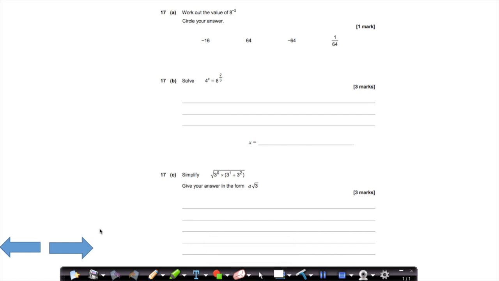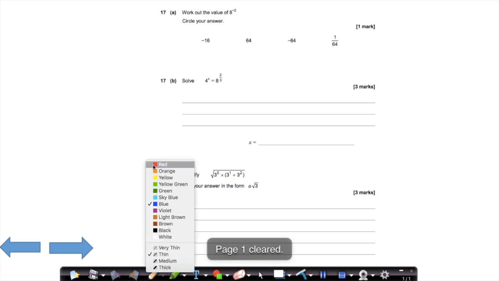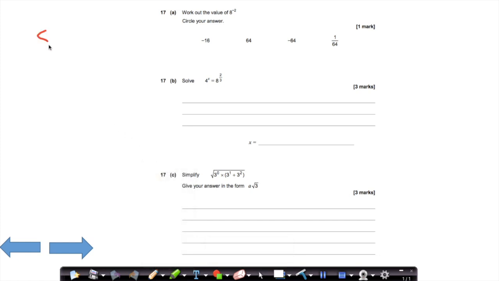Looking at question 17, A, B, and C. 8 to the power of negative 2. As soon as we're thinking about negative indices, we should be thinking, okay, a negative power tells me that actually I'm going to have a fraction here. So a negative power usually means start thinking about fractions.